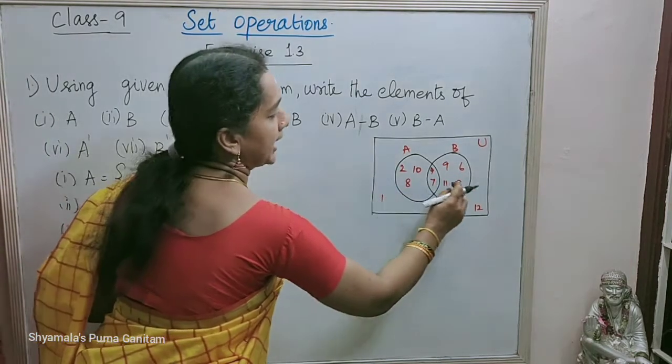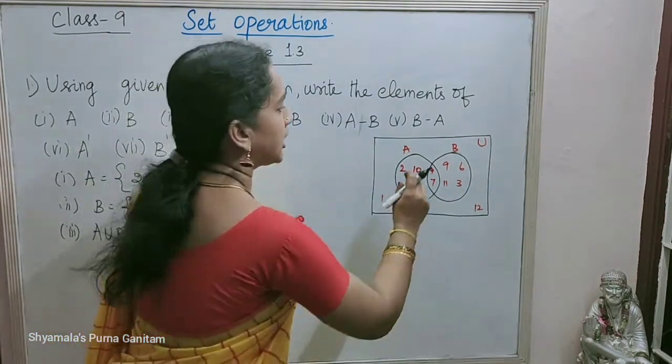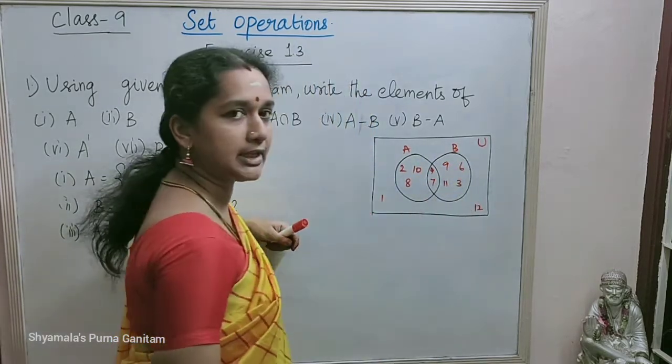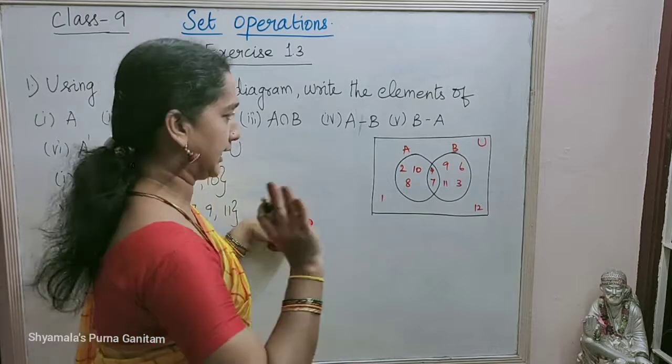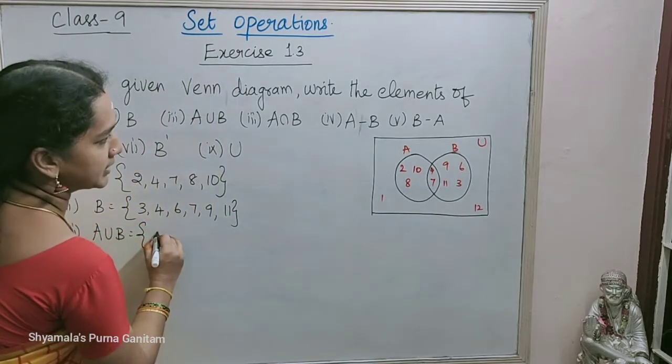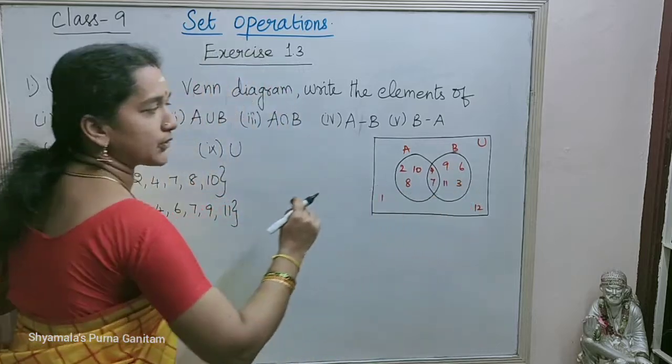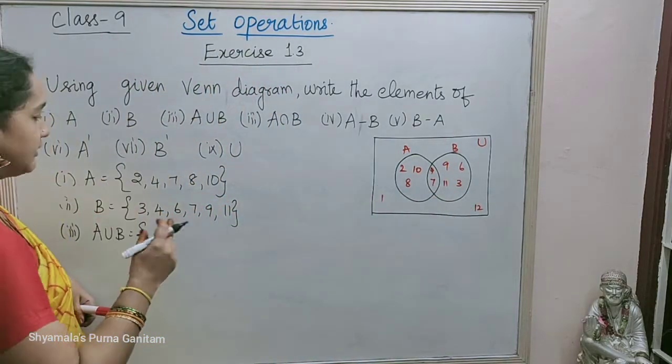So A and B union. Whatever common elements are there for both A and B, we will write it one time. That's all. So the common elements of A and B are 4 and 7. So the remaining elements from both the sets, we will be writing.